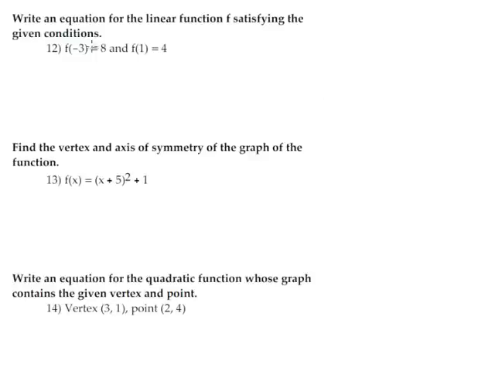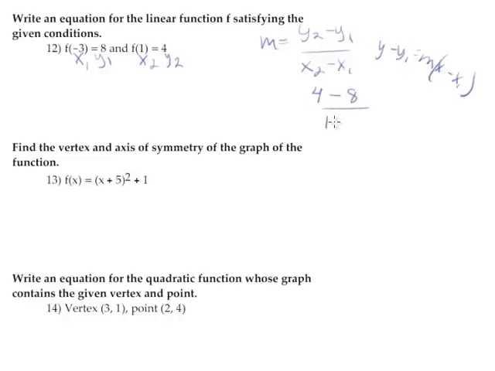We've got this linear function. So this is x1, y1, x2, y2. We've got slope. We've got point slope. And so that means that we would have 4 minus 8 over 1 minus a negative 3. So that's really plus 3, minus 4 over 4, negative 1.